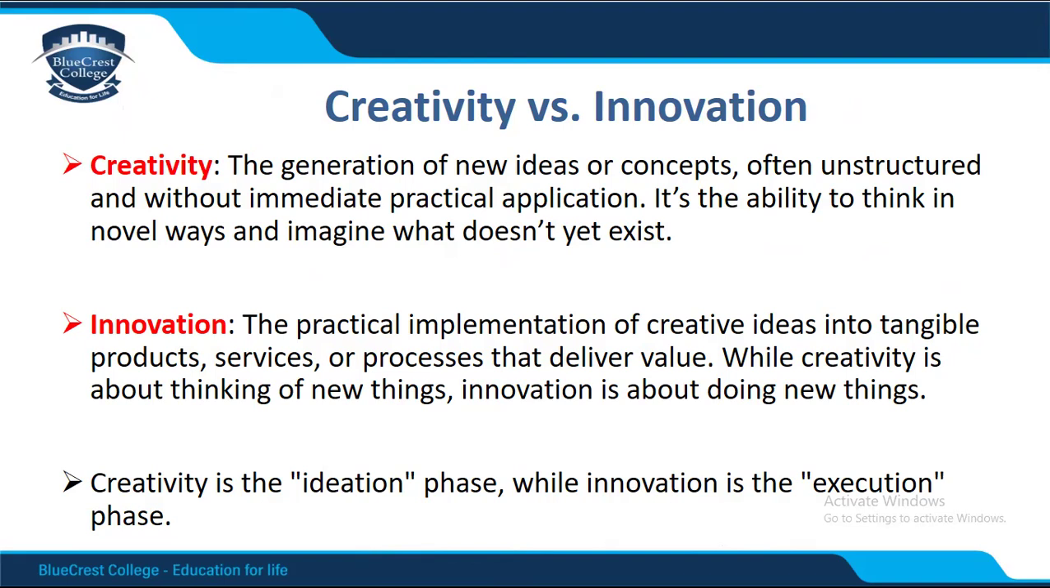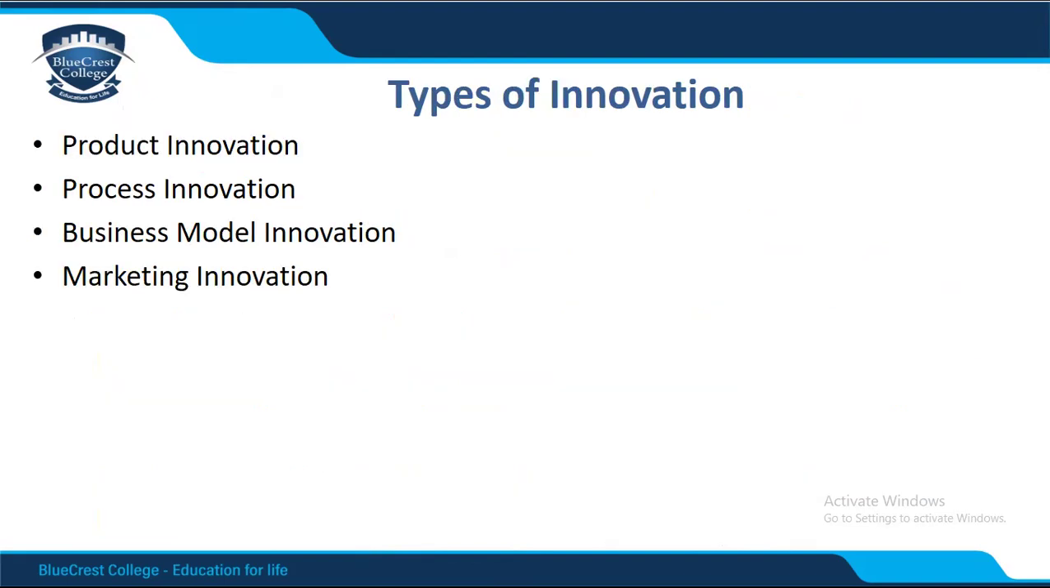So creativity is limited to the mind, imagination, right? Whilst innovation is tangible, you see it, we see what has been done. So converting your idea into a tangible product or into a tangible service means that you have moved from creativity to innovation. So creativity is abstract and innovation is tangible. We can see it. So creativity is the ideation phase, while innovation is the execution phase. So there are several types of innovation that you have.